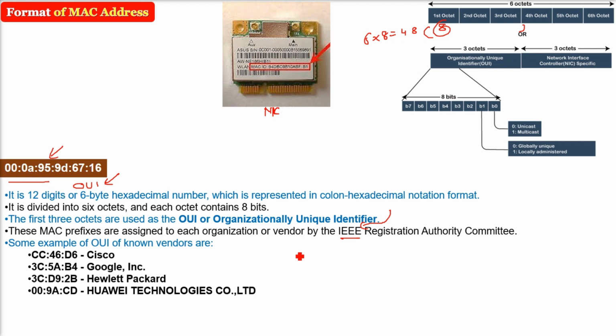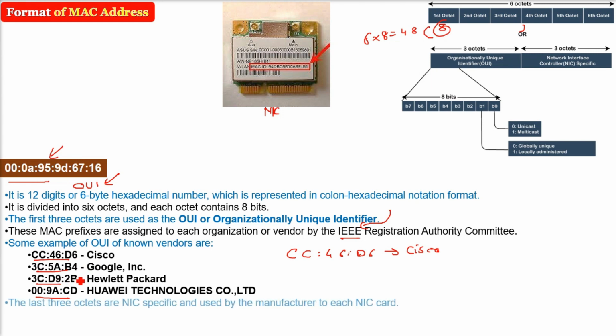So for the first 3, there are certain known vendors. I can just highlight them: Cisco, it can be Google, it can be HP, Hewlett Packard, Huawei Technologies. So the first 3 octets can be identified with a specific vendor. This is the vendor; the first 3 octets will signify that. And as I already told you, it can be colon, it can be dot, it can be hyphen.